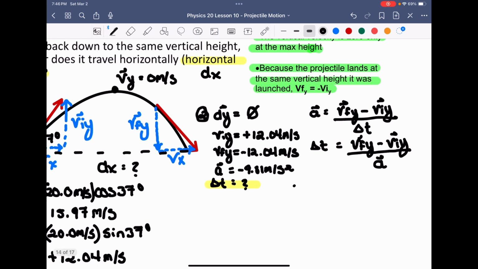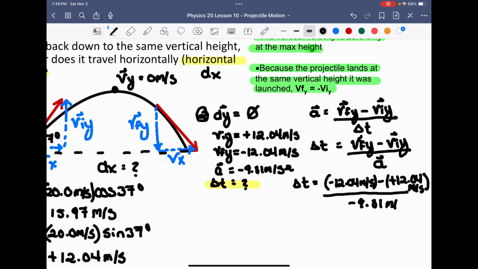When I plug in all the magnitudes, I get change in time is equal to, we're going to start off with VFY, 12.04 meters per second, minus the positive 12.04 meters per second, and then divided by the acceleration of negative 9.81 meters per second squared. Okay, change in time, and I'm just going to write that a touch lower. Change in time is equal to 2.455 seconds. And again, this isn't a final solution, I'm just highlighting it. All right, now once we get this piece, we're in the home run stretch.